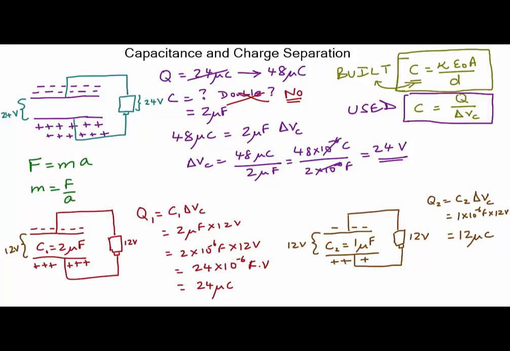So if I double the force, the acceleration also doubles so that the ratio remains the same and the mass does not change. Same thing here. If I double the charge separation, the potential difference across the plates also doubles. The capacitance doesn't change because that's only dependent on how it's built, not how it's used.